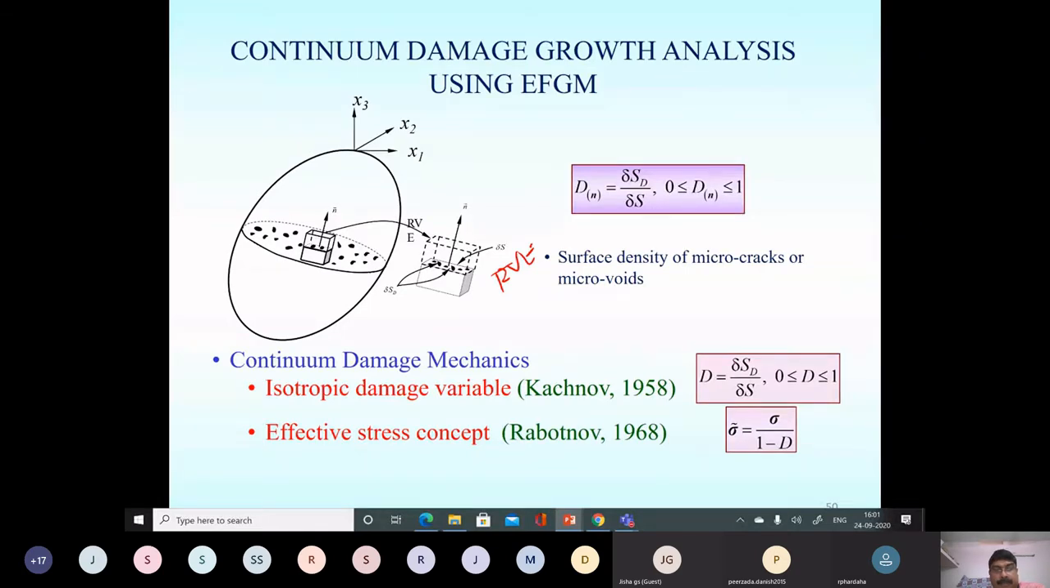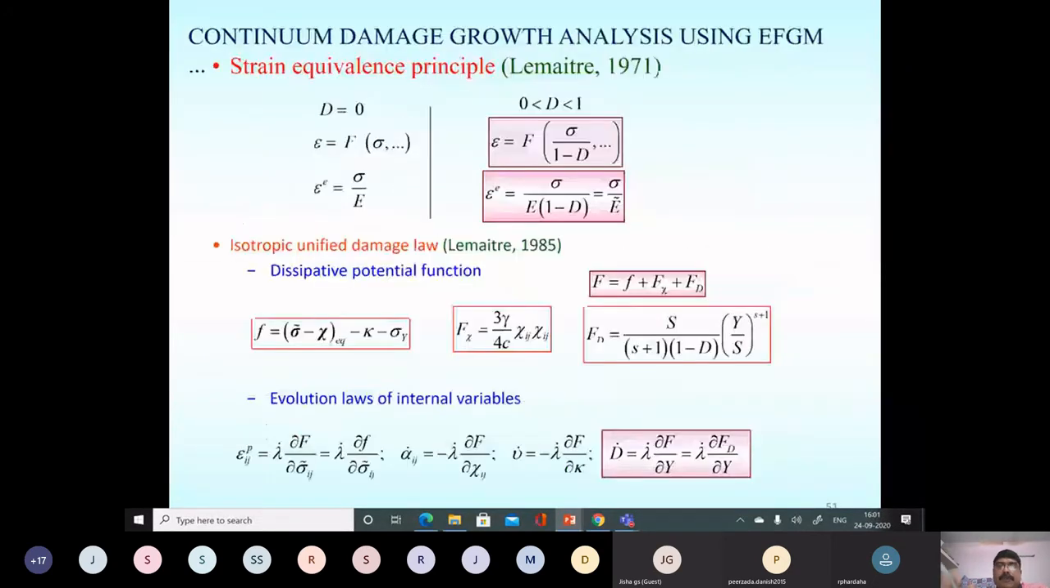Then there is the effective stress concept, because when you have a change in area, your stress will change. So sigma by 1 minus d is the effective stress concept. Then the equivalent strain principle: Young's modulus will change the moment you have damage. Such theories are used, and in this particular work we will be using an isotropic unified damage law, which is suggested by Lemaitre for ductile material.